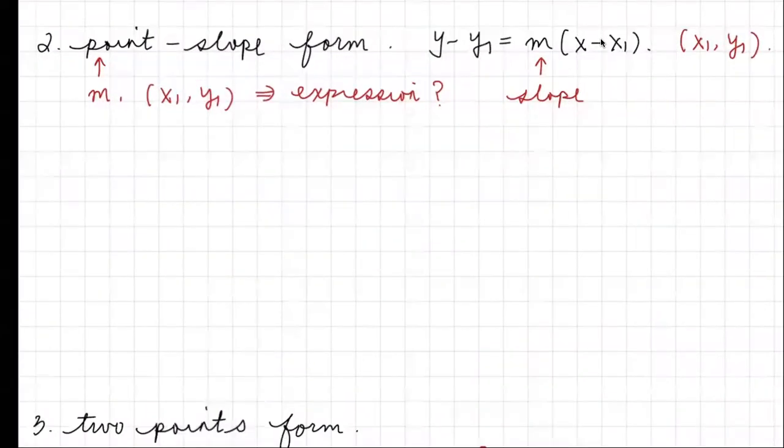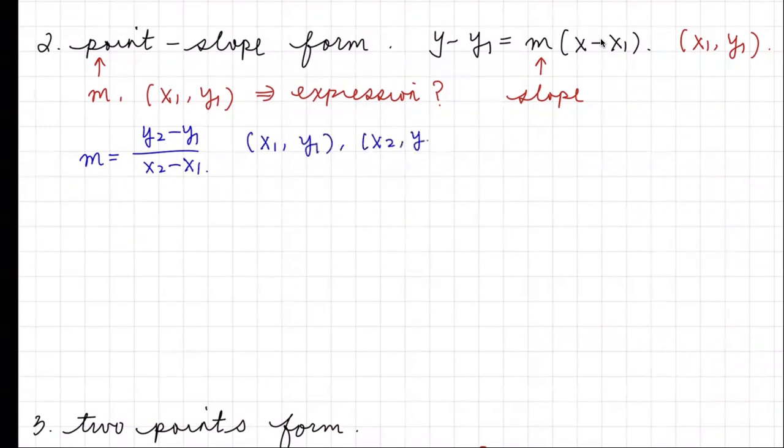So for point slope form, how do we find point slope form? We use the slope formula. So the point slope form is based on the slope formula. We know that slope formula is equal to y2 minus y1 over x2 minus x1, right? If x1, y1, and x2, y2 are both given, so if we have 2 points on a straight line, we can find the slope, right?